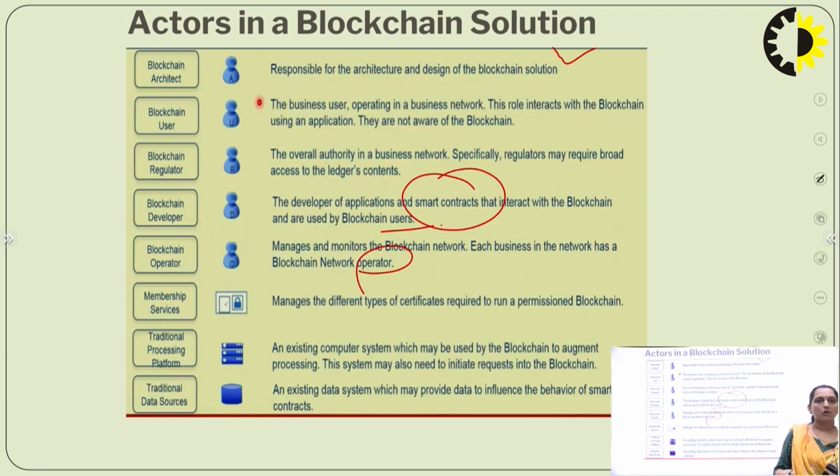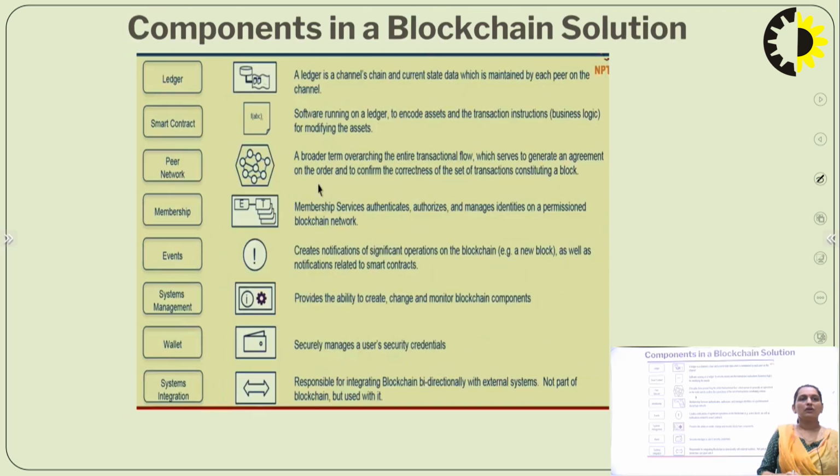The traditional processing platform is the existing system, because any business running in a market already has an existing computer system. The blockchain has to collaborate with that existing system and initiate a request by using the blockchain. Traditional data sources: where our data has to be saved, what the smart contracts are, because we have to save our data in that scenario. All these are the actors which come in when we are using a blockchain solution.